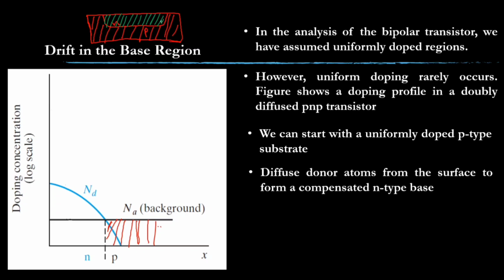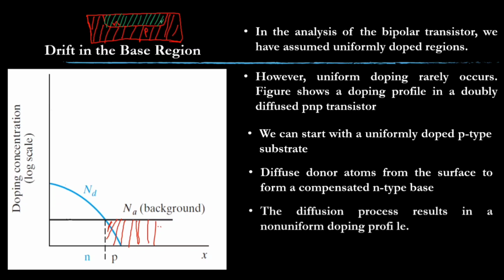The diffusion is not uniform. Initially we doped the semiconductor with acceptor atoms uniformly, but the doping with donor atoms is not uniform. You can see the profile is exponentially reducing. This is the n-type material we got.